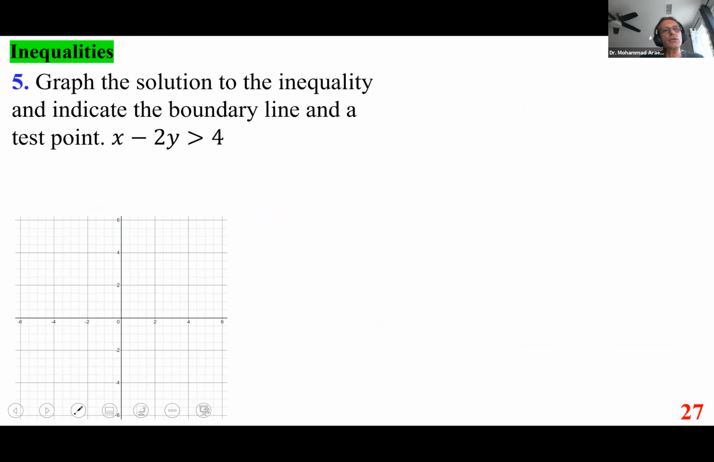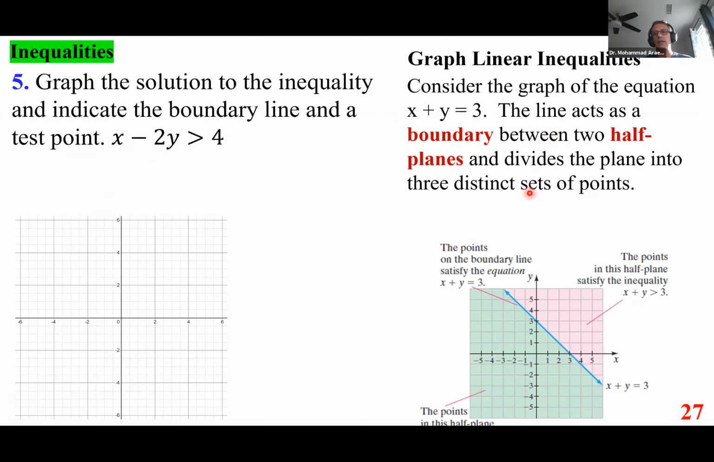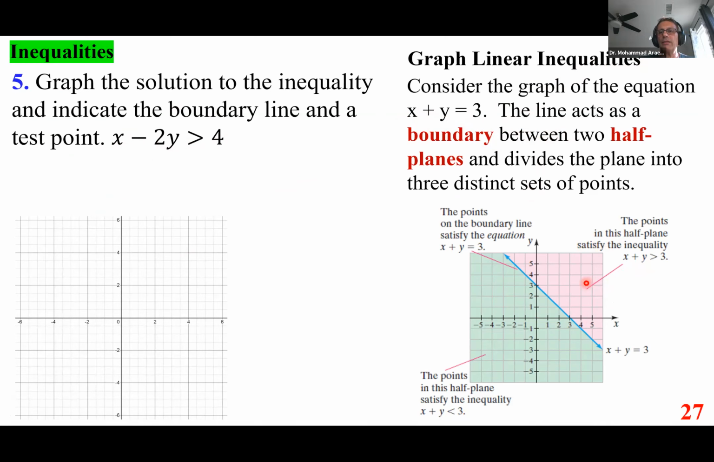Graph the solution to the inequality as given. As you can see, this inequality has two variables. So right away, you recognize you're dealing with a rectangular coordinate system. So to refresh your memory about what we did in our PowerPoint, if you want to graph a linear inequality as follows, for example, x plus y equals 3, it gives us 3 regions. Here's a half plane in red, here's a half plane in green, and here's the boundary line.